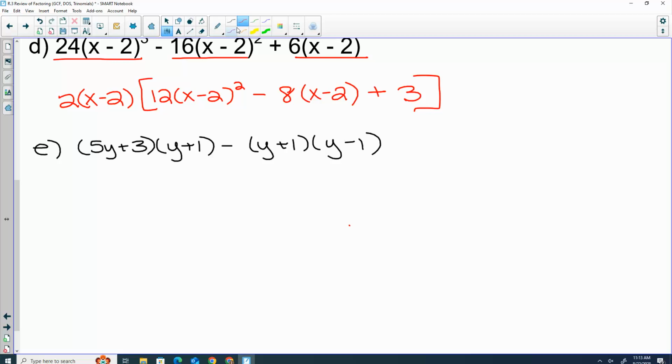There is a shorter option here. If I'm just telling you to factor, I have 2 terms. What do both of those terms have? They have the y plus 1. I'm going to factor that out. If I took it out of the first one, then I have the 5y plus 3 remaining. Minus, if I take it out of the second one, we have y minus 1 remaining.